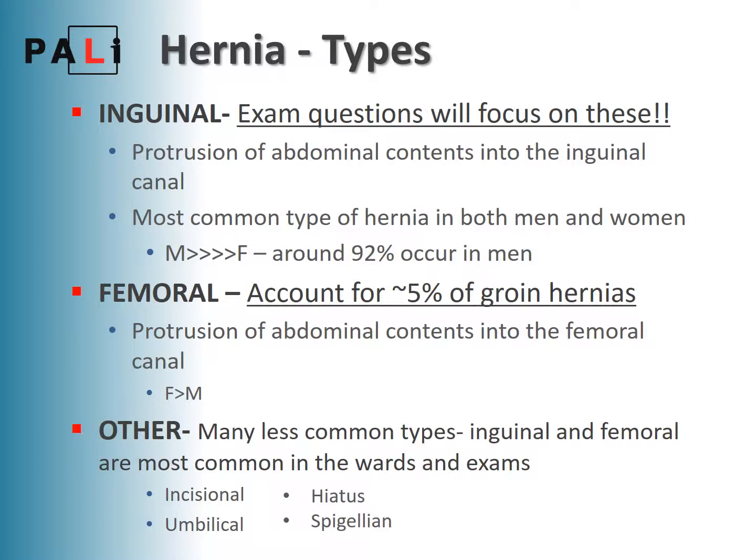Femoral hernias are a rarer cause of groin hernia, accounting for about 5% of the total, and these are formed from the protrusion of abdominal contents into the femoral canal. Conversely, these are more common in females than they are in males. There's also many less common types of hernia, which you shouldn't need to know about in too much detail. However, it may be useful to have a list, and these include incisional, umbilical, periumbilical, hiatus, and Spigelian.